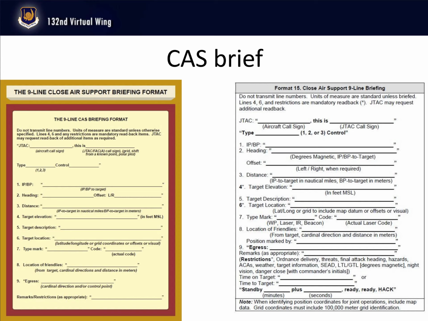Outstanding. Where is the remarks and restrictions here? Oh, it's there. Okay, it's on the same slide.